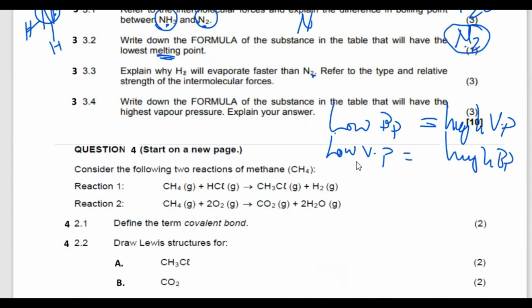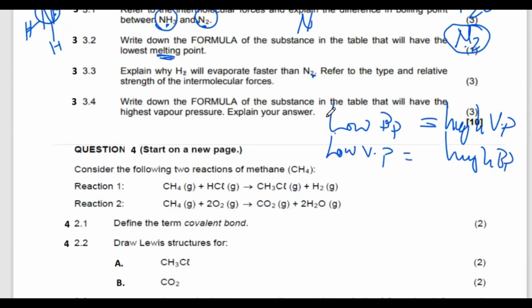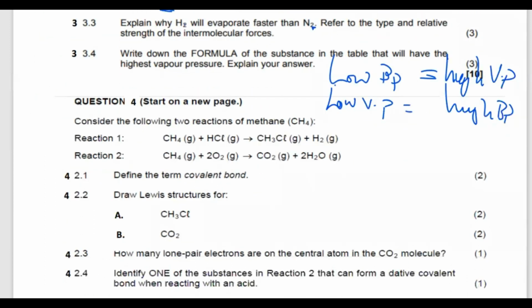Write down the formula of the substance in the table that will have the highest vapor pressure and explain your answer. The highest is hydrogen. Why? Because it has the lowest boiling point. Therefore, the intermolecular forces of attraction are easily broken and it evaporates, hence forming a high vapor pressure.